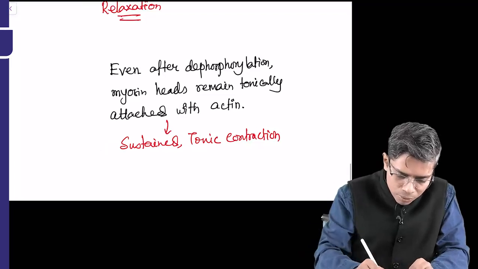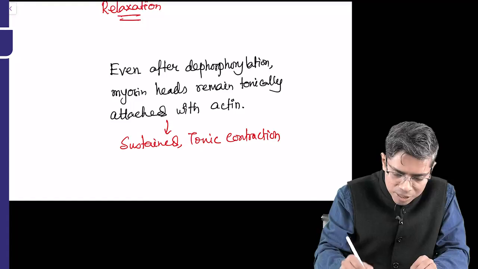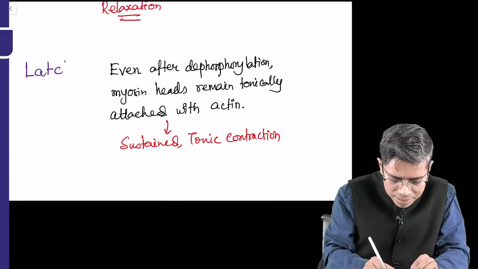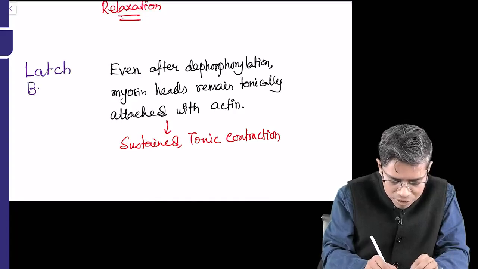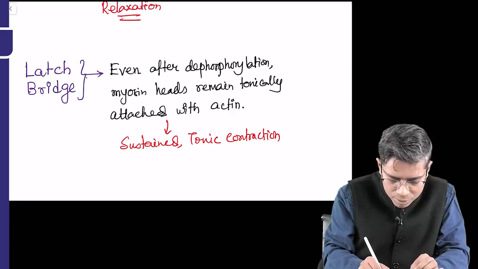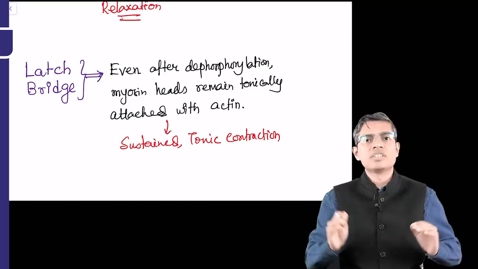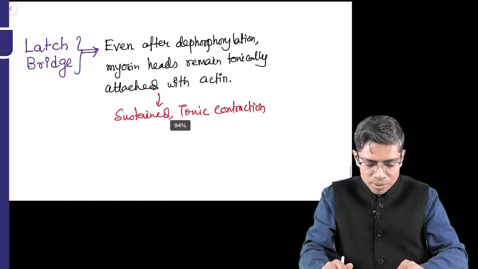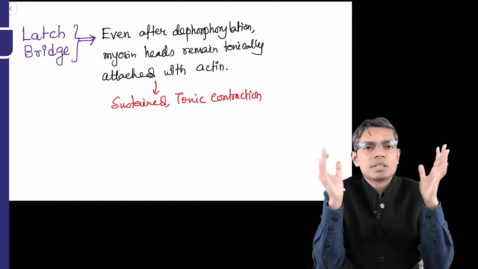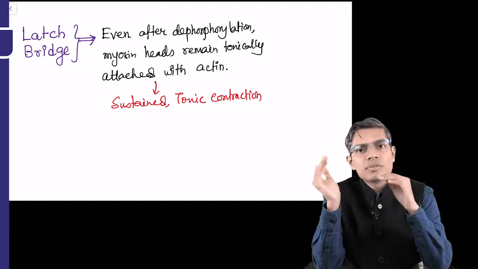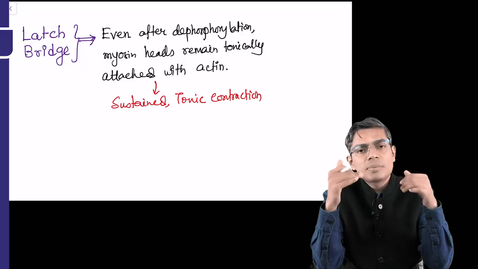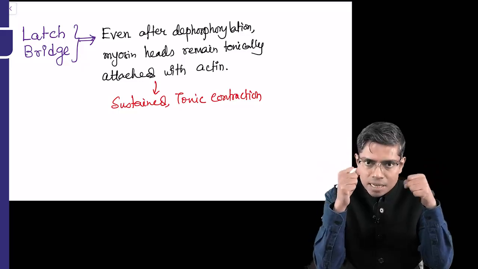This is known as latch bridge phenomena. Very, very important. This is known as latch bridge phenomena, especially in case of smooth muscle. So you have to remember, latch bridge phenomena is nothing but a sustained tonic contraction of the smooth muscle even after dephosphorylation. So whenever you are doing phosphorylation, dephosphorylation, you require the help of energy. But here, even after dephosphorylation, you are sustaining the contraction.